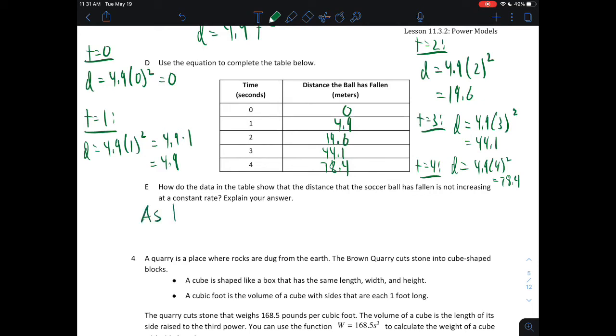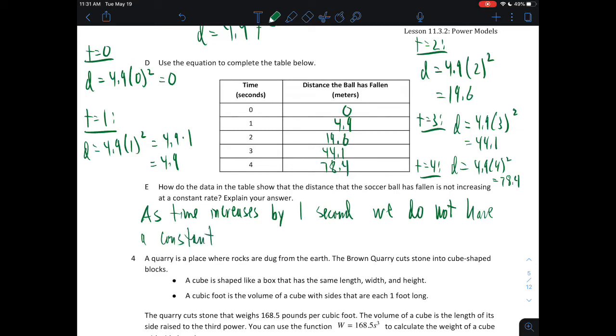So as time increases by 1 second, we don't see the same increase in distance. We do not have a constant increase in distance. We would see that in a linear model, but this is not a linear model. So this is what this question is pointing out to us.